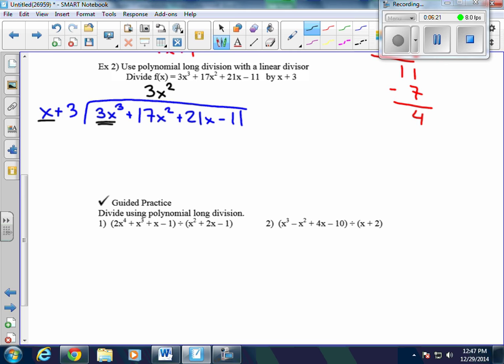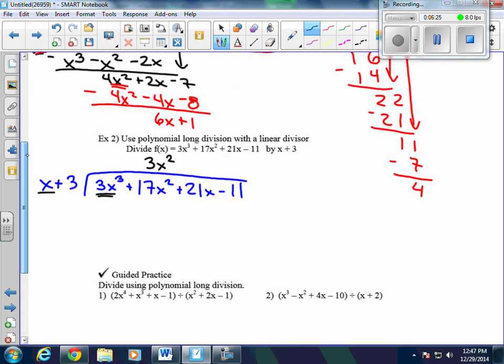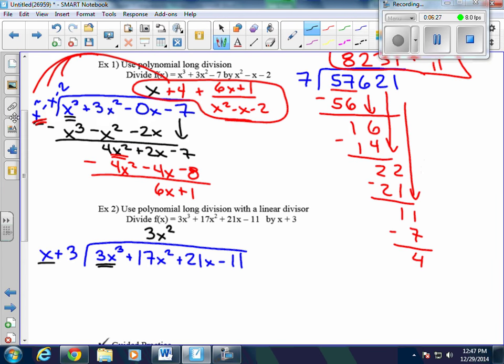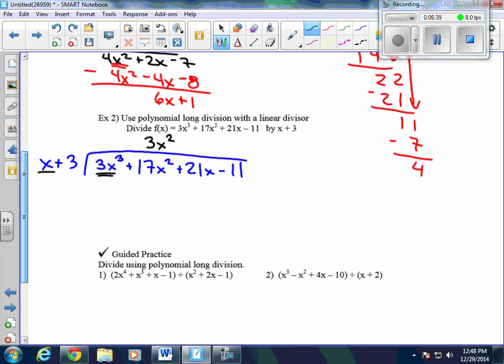So that's what's going to go in my x squared column. Notice in this problem above, all of these were x cubes, all of these were x squareds, all of these were x's, all of those were constants. Okay, so they have to be in that same column. So that's why our 3x squared goes here.